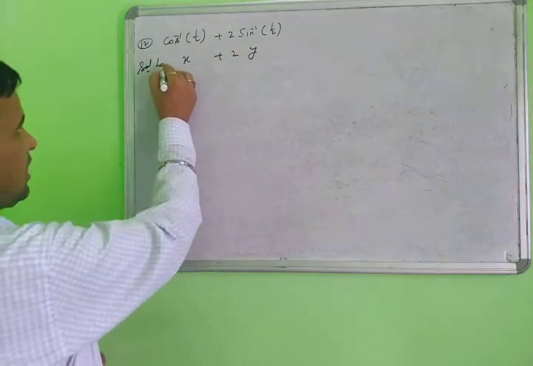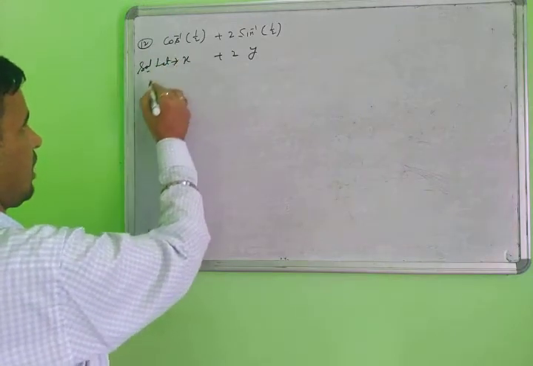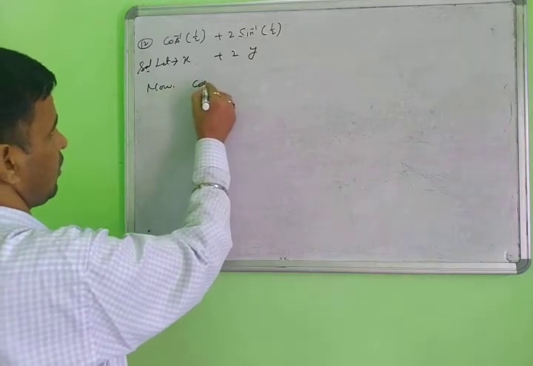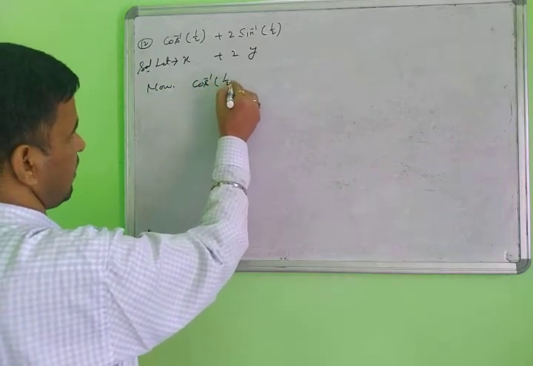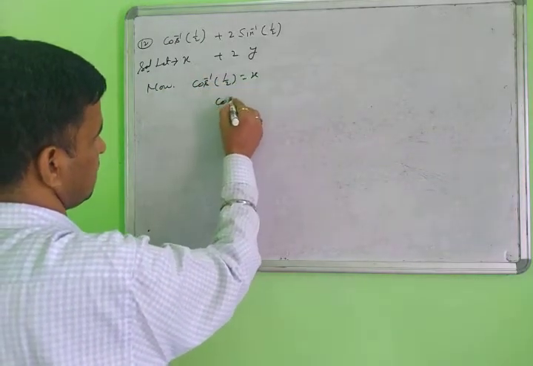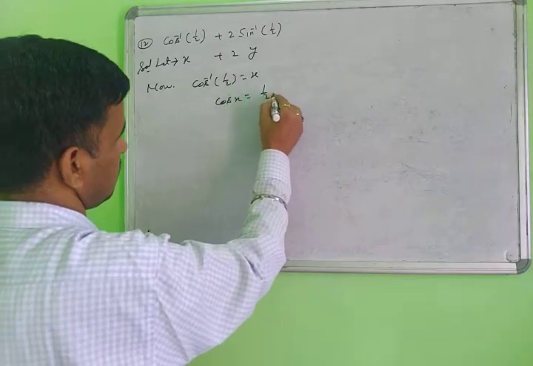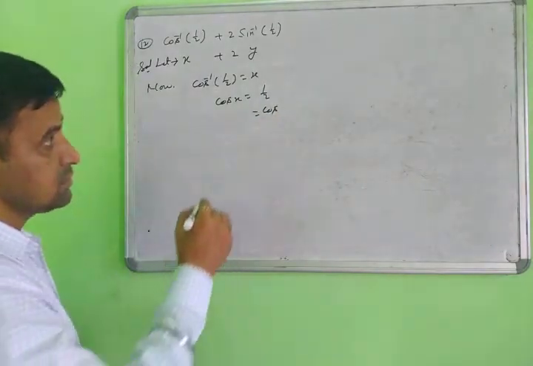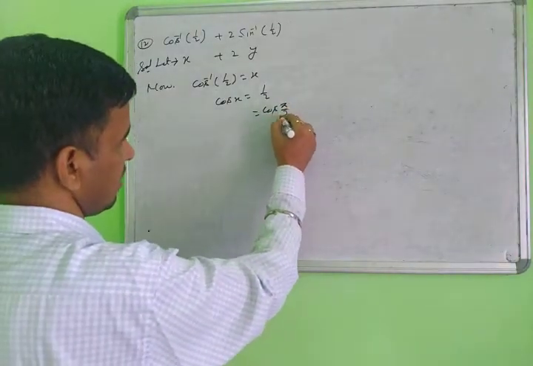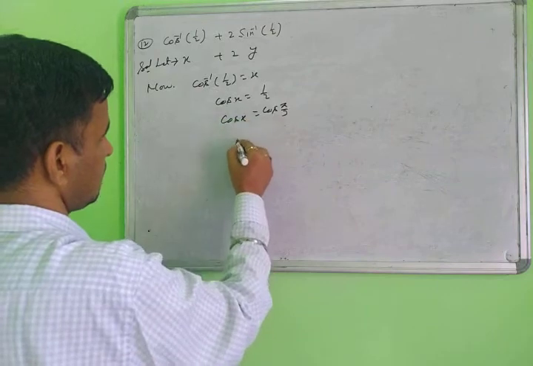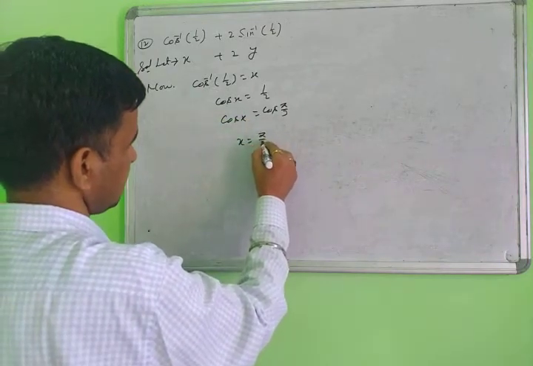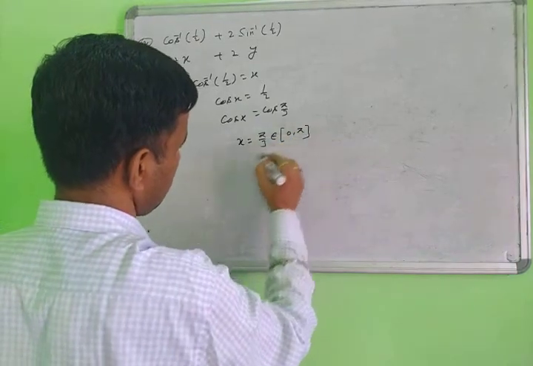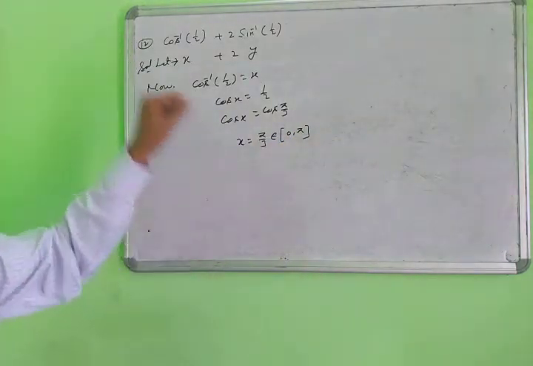Taking the left side first, what is the value of cos now? Cos inverse 1 by 2 equal to x. Then cos x equal to 1 by 2, and this is the value of cos 60, pi by 3. What is the value of x here? Pi by 3. And this belongs to the closed interval 0 to pi.